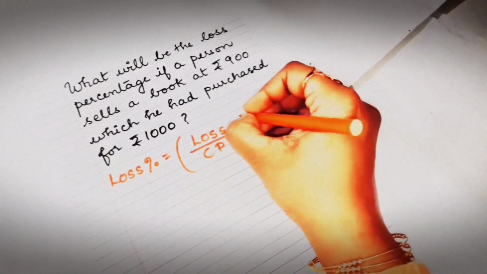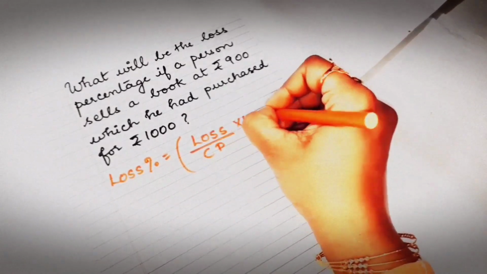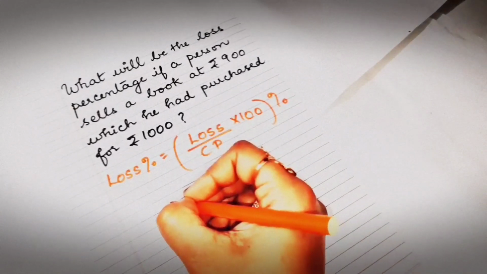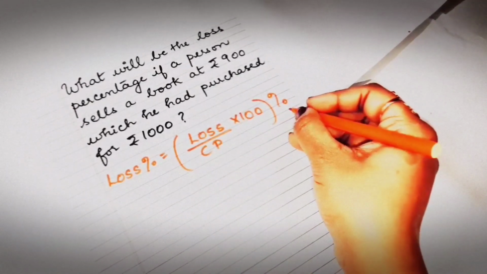The formula is loss by CP into 100, and the result that you get is to be expressed in terms of percentage.